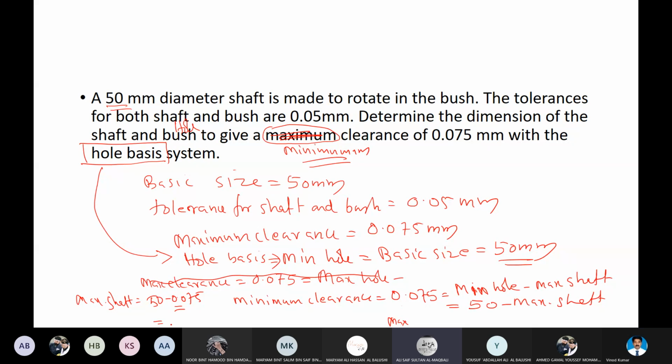49.925. No, 4, yes? 9. 4, yes? 0.925 millimeter. That's it. So now it is very easy. Now look at this. What is the minimum hole?